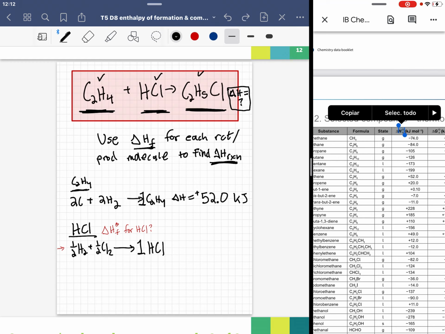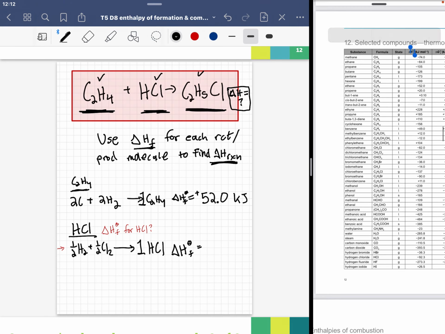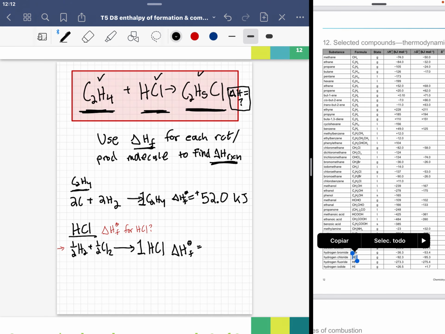All right, so I'm going to look up the delta H of formation. Let me just make sure I'm labeling these really clearly. HCl equals... the acids are down at the bottom here. HCl, negative 92.3 kilojoules. Beautiful.